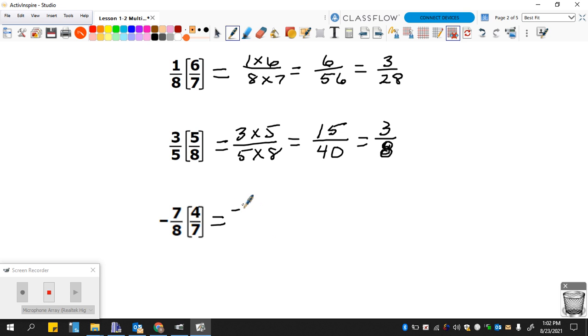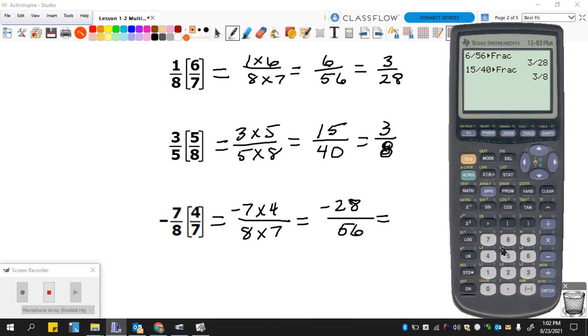So we have negative 7 times 4, and it doesn't matter if I make the top one negative or the bottom one. You just make one of them negative. I usually do the top one. And then 8 times 7. So negative 7 times 4 is negative 28. 8 times 7, once again, remember, is 56. Use the calculator. Make sure that on the calculator you use the negative key down here: negative 28 divided by 56, math, enter, and our answer is negative 1/2.